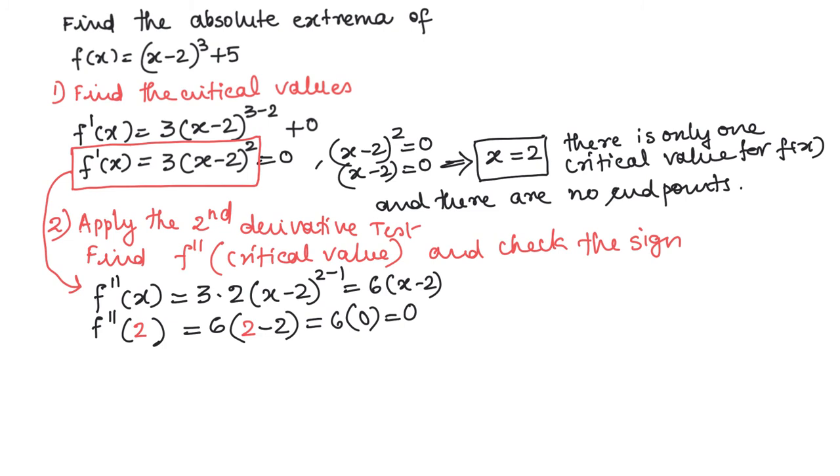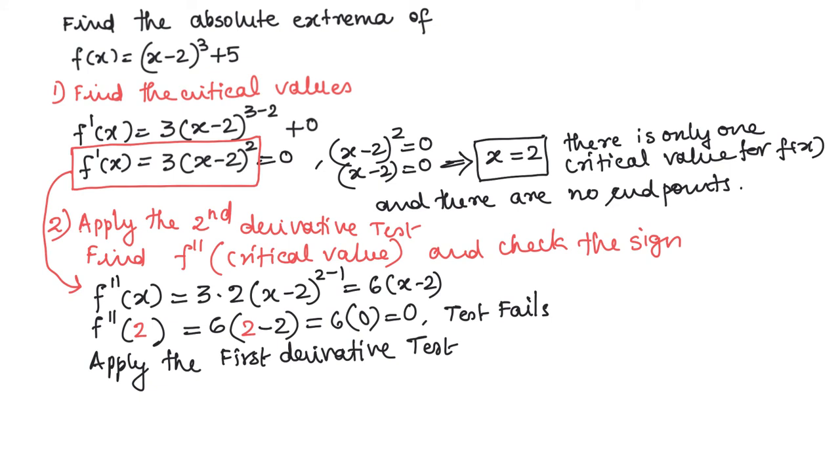If we get the second derivative at the critical value equals 0, that means the test fails. If the test fails, we need to go back and apply the first derivative test. Since the domain is all real numbers, this is a polynomial, right? So domain is all real numbers, negative infinity to infinity. So the number line will be negative infinity to infinity.